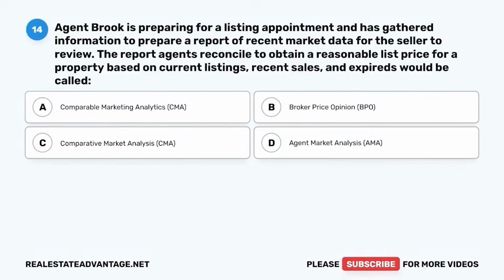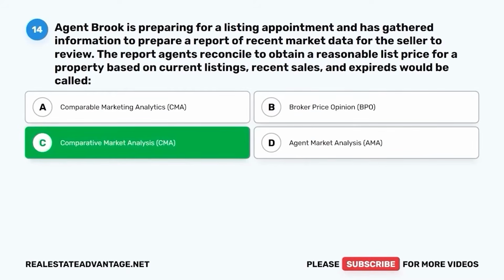Question 14. Agent Brooke is preparing for a listing appointment and has gathered information to prepare a report of recent market data for the seller to review. The report agents reconcile to obtain a reasonable list price for a property based on current listings, recent sales, and expireds would be called A. Comparable Marketing Analytics, CMA. B. Broker Price Opinion, BPO. C. Comparative Market Analysis, CMA. D. Agent Market Analysis, AMA. The correct answer is C.